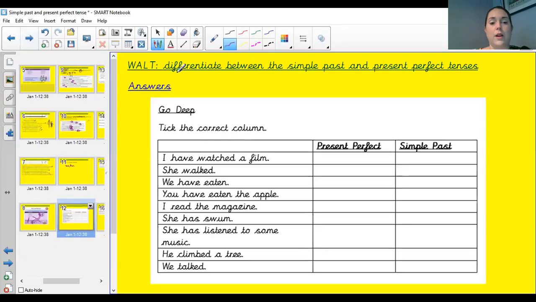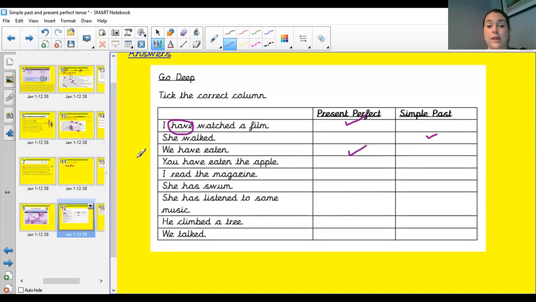Okay, well done, Year 4. Let's have a look at the answers. I have watched a film. That's got have in it there. Look, I have watched. That's the present perfect. She walked. Simple past. We have eaten. Present perfect. You can mark your work as I tell you the answers, please.